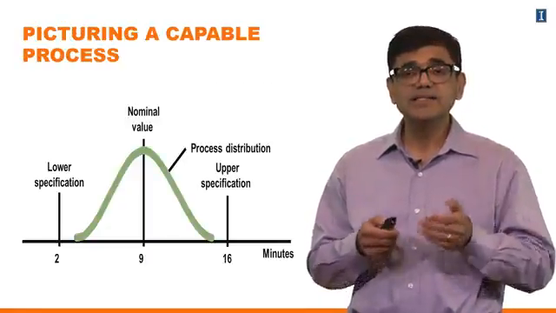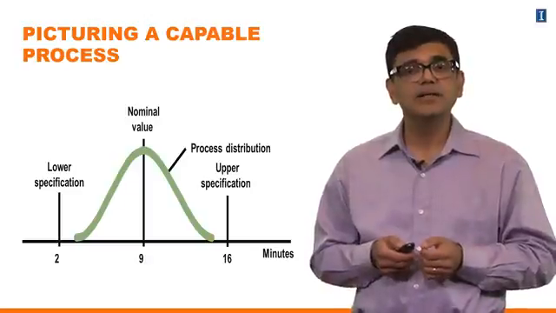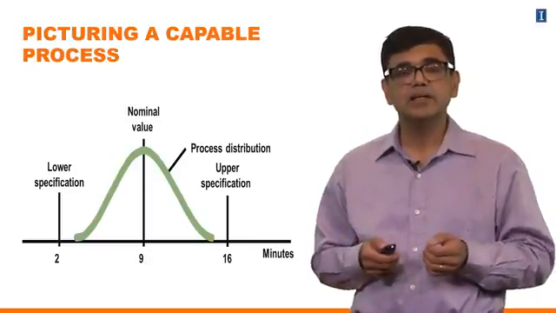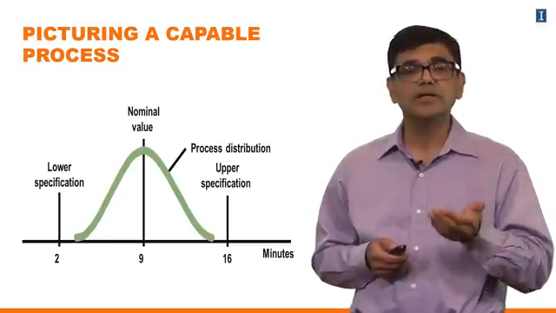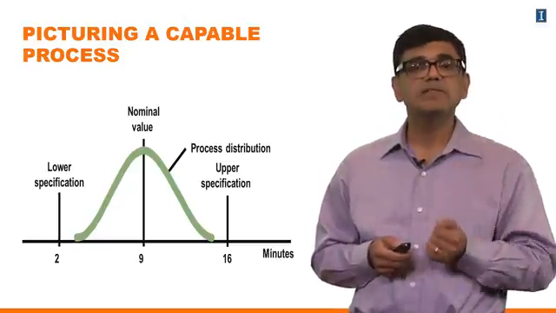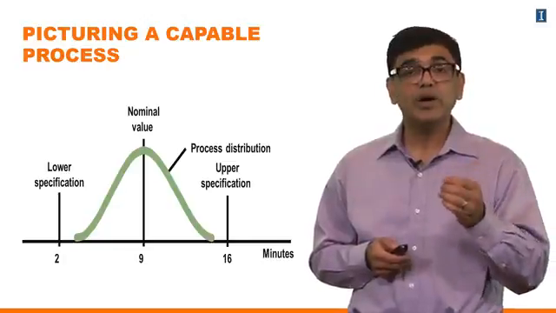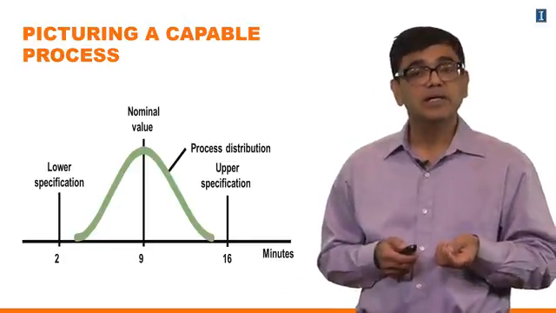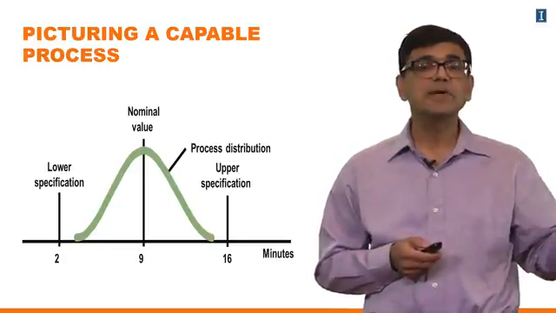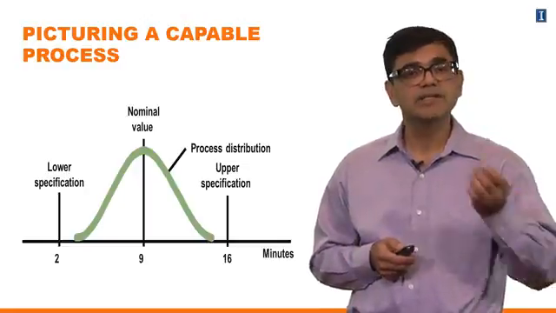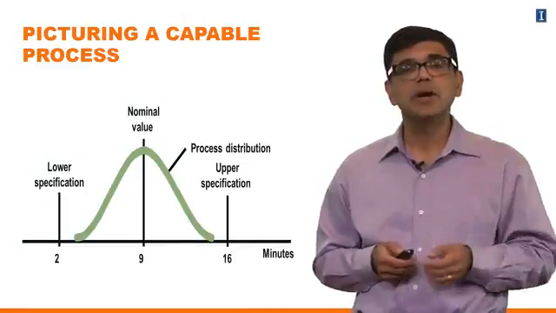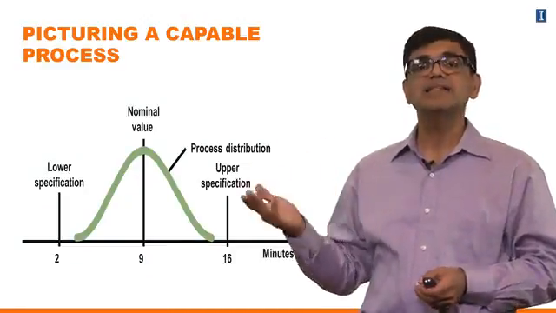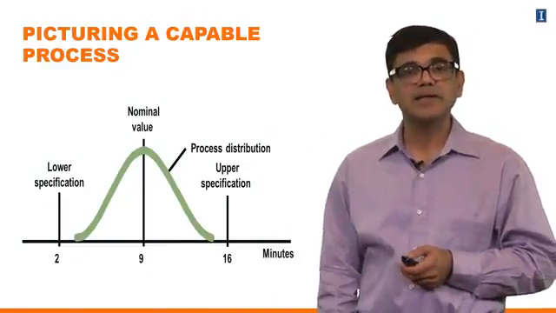So let's take a look at this whole idea in terms of pictures. What are we saying here? So if a process is capable, this is how it will look, right? You have the center value of 9. We can call that the nominal value that the customer has given us. So we have a lower specification limit of 2 minutes, upper specification limit of 16 minutes. The 9 minutes is the nominal value. That's the center value. That's the ideal value that the customer is expecting.